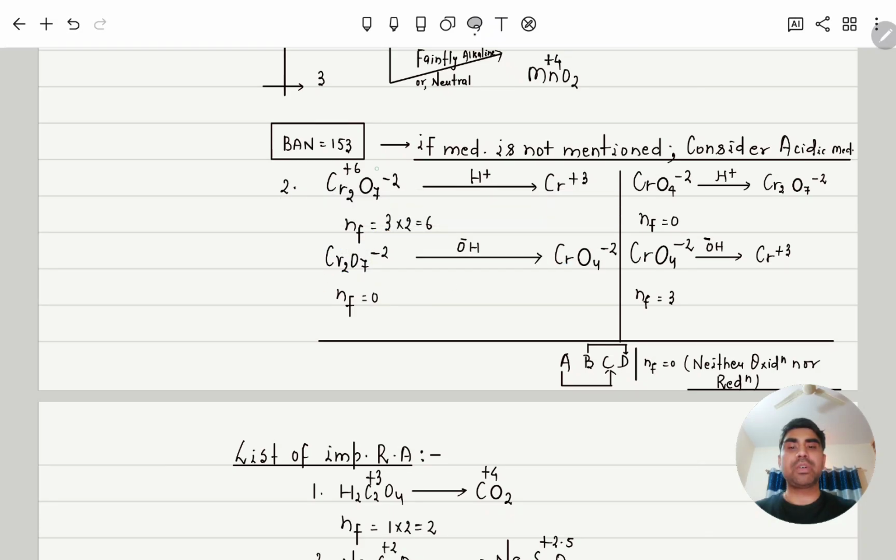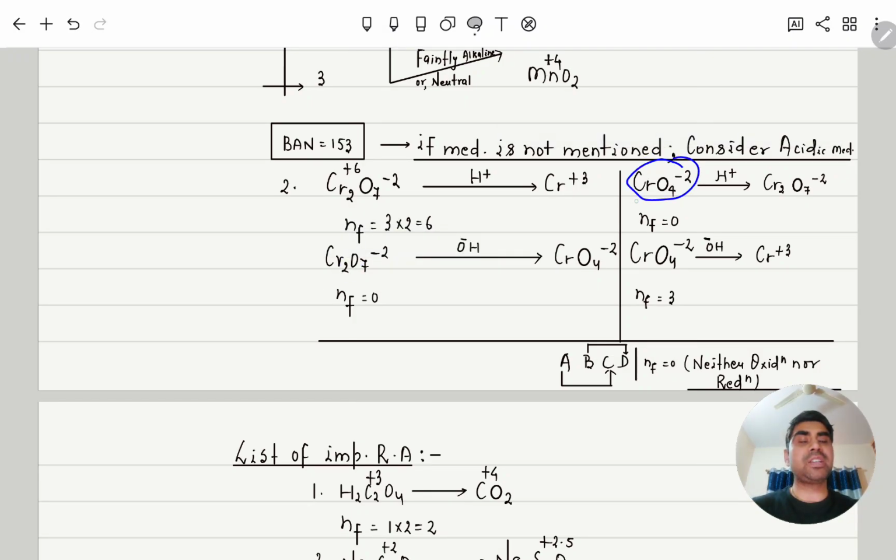But this dichromate, Cr2O7, in basic medium is unstable and will go to chromate. So dichromate will go to chromate in basic medium, meaning overall here it is +6, here also +6. So the change in oxidation number is 0. The overall n factor will be 0, meaning this is neither oxidation nor reduction. So remember this one.